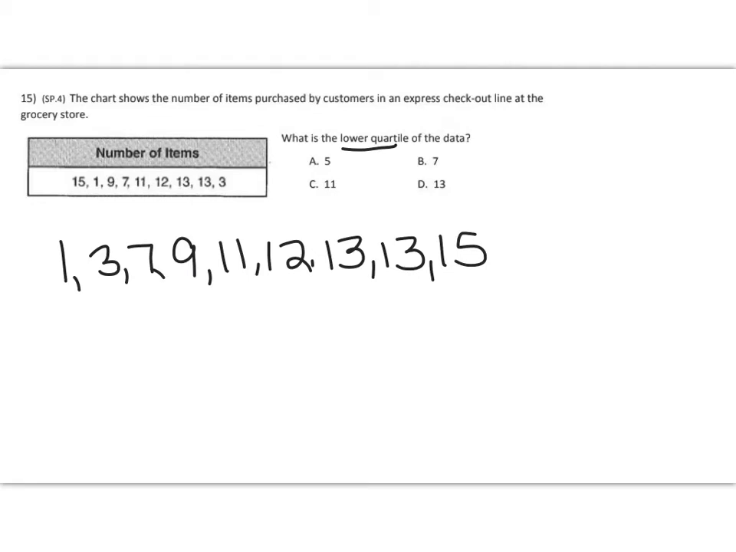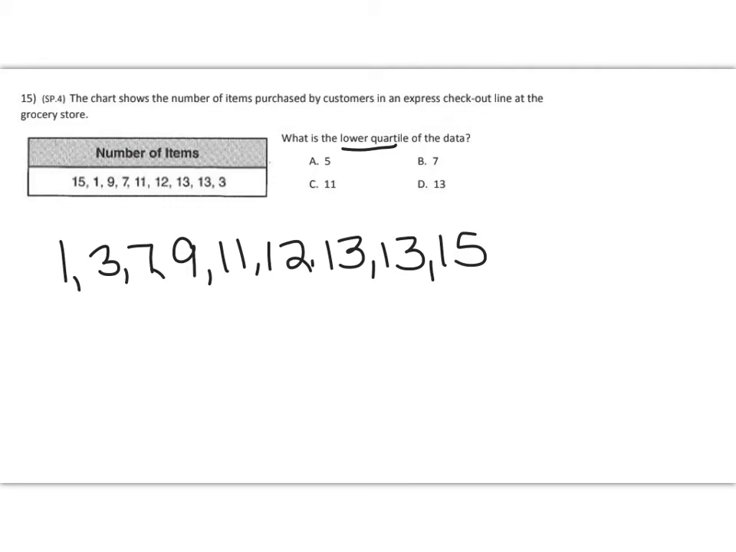And I'm just going to double check by counting to make sure I have all of my numbers. So 1, 2, 3, 4, 5, 6, 7, 8, 9. Good. Okay, so my first step is to find my median.